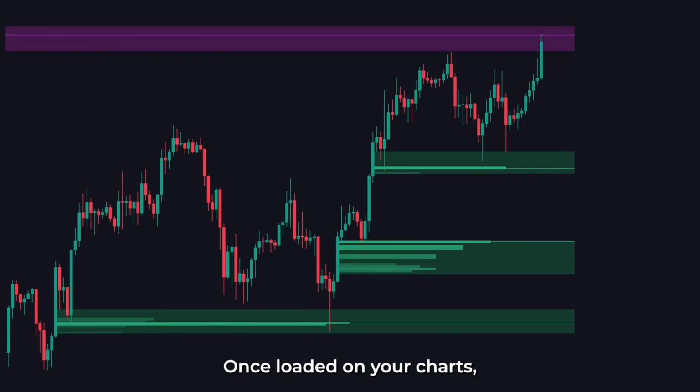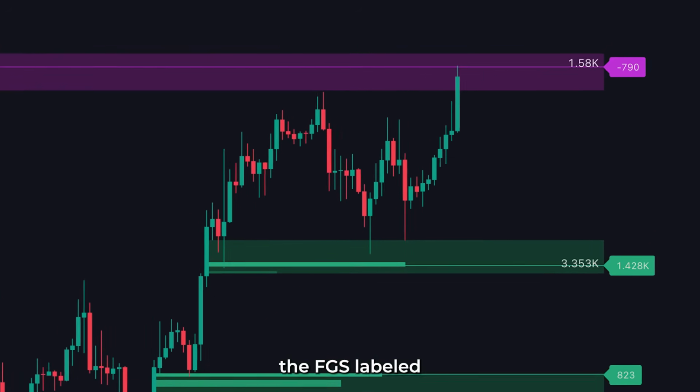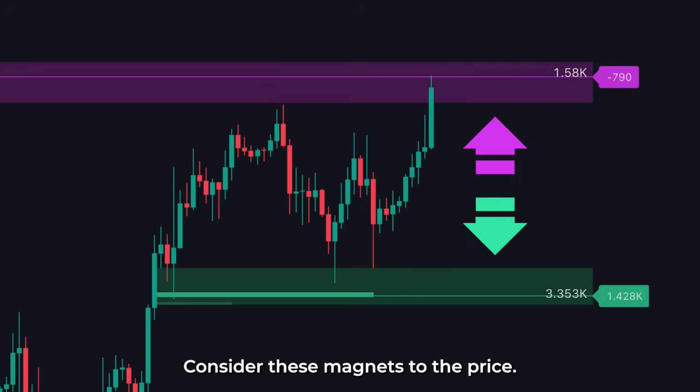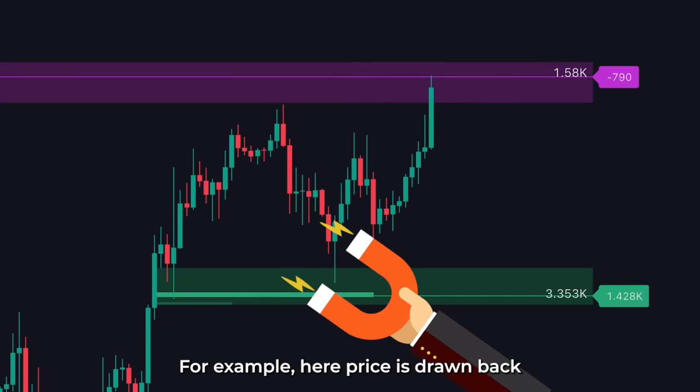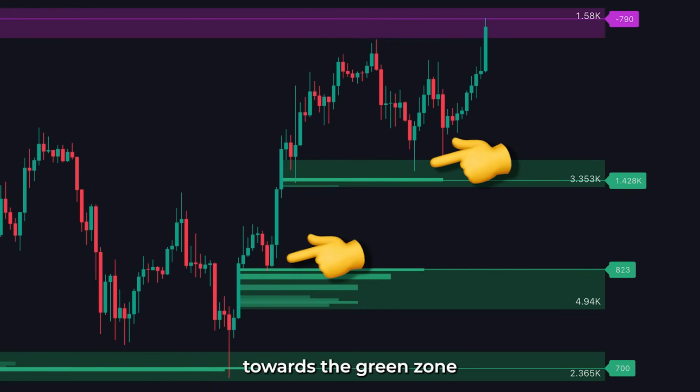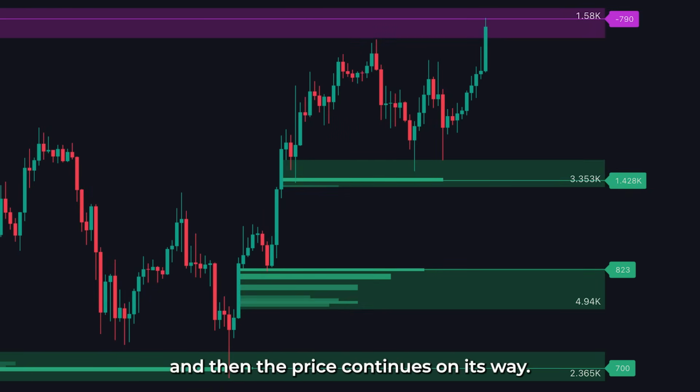Once loaded on your charts, you'll of course see the FVGs labeled as green and purple zones. Consider these magnets to the price. For example here, price is drawn back towards the green zone in order to rebalance the market, and then the price continues on its way.